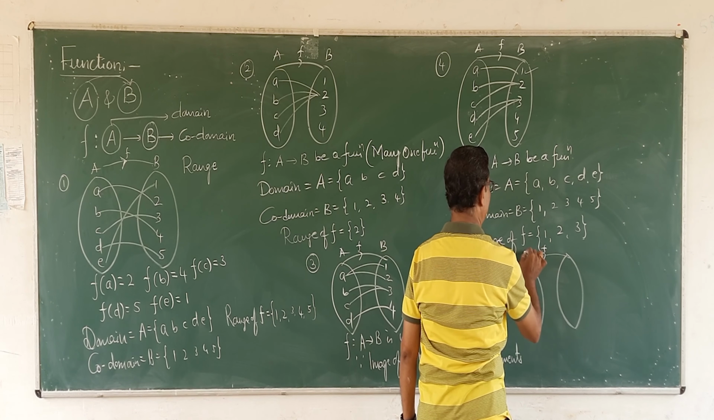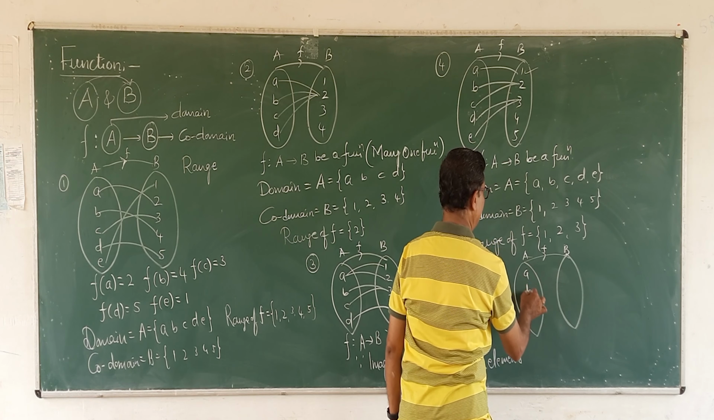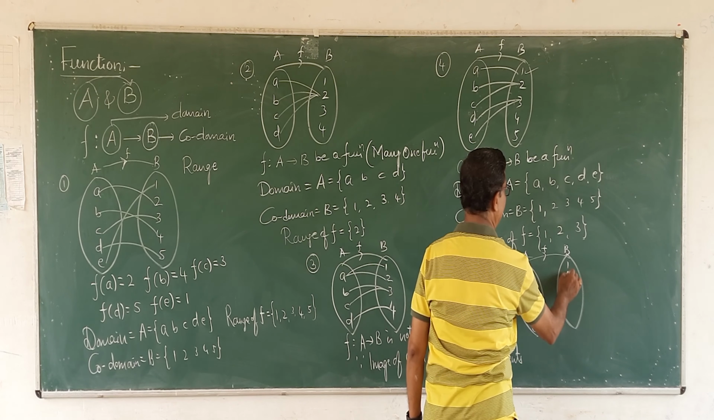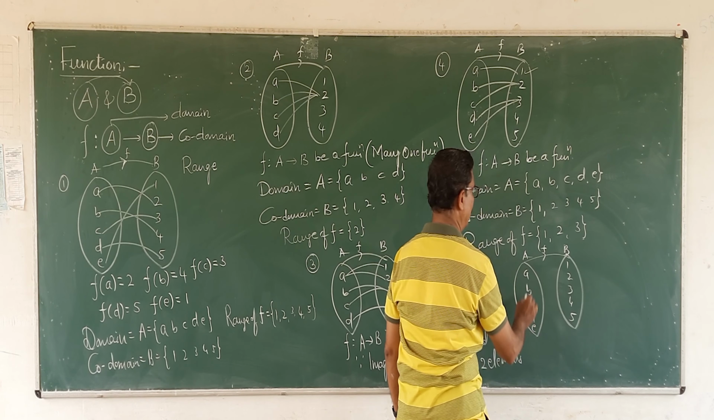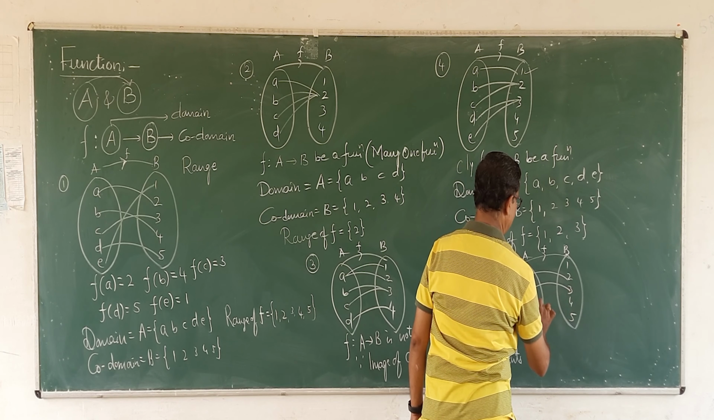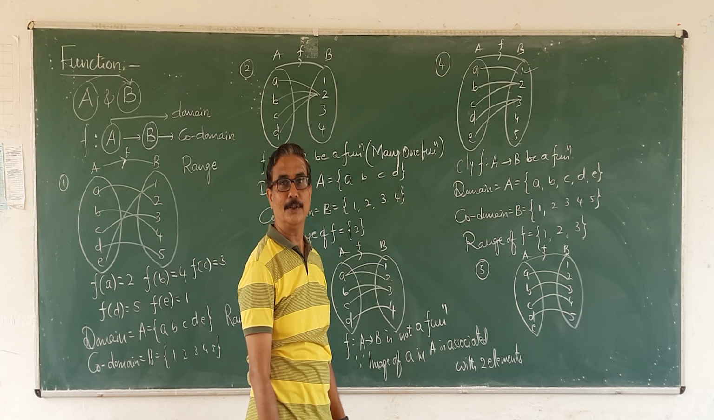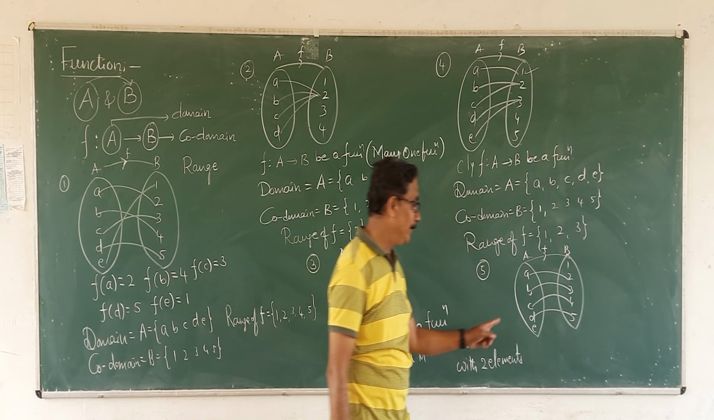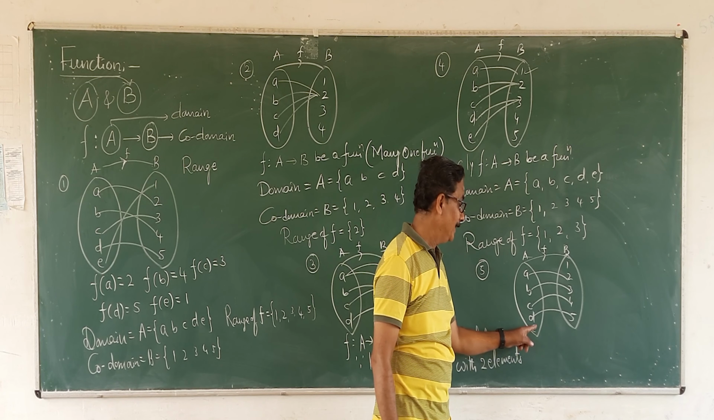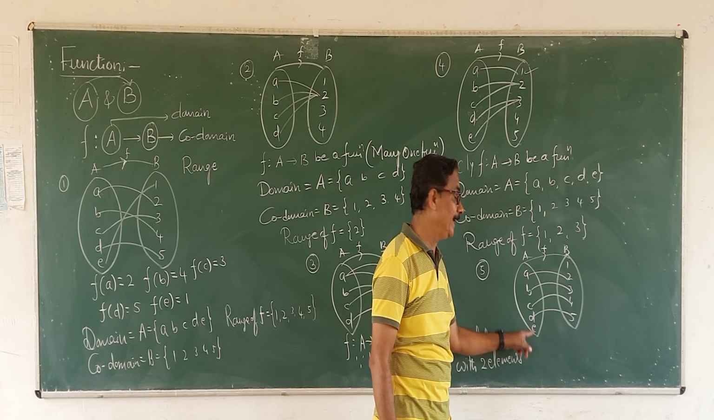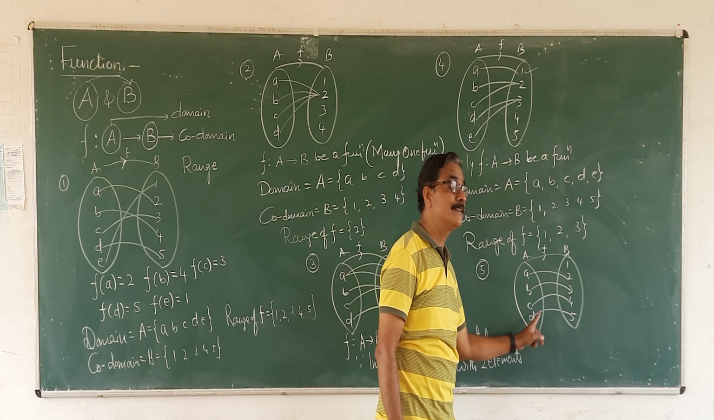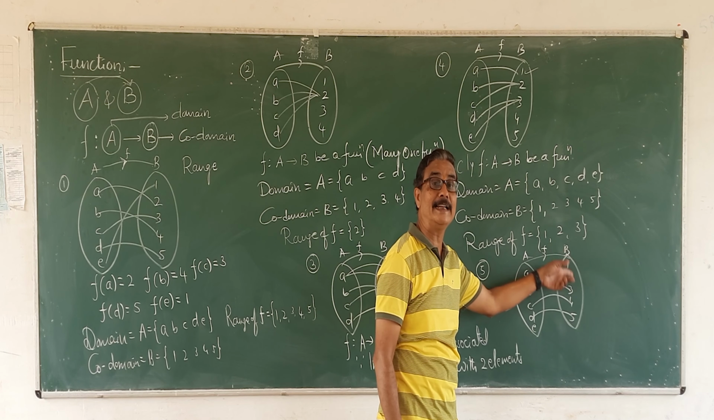F is a function from A to B. A is a set consisting of 5 elements. B is a set consisting of 5 elements. Check it. Is it a function or not? No. Why? Because the image of element E in the set A is not associated in the set B.